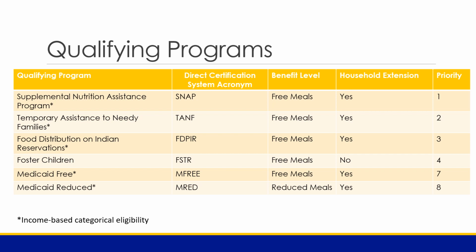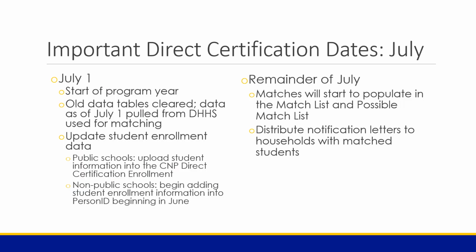Migrant and homeless students are not identified in the direct certification match list. Therefore, meal benefits issued to them must have supporting documentation provided by the migrant and homeless liaisons that serve your school. An important direct certification date occurs in July. On July 1, at the start of a new program year, the old data tables with which student enrollment information is matched to Department of Health and Human Services information is cleared.